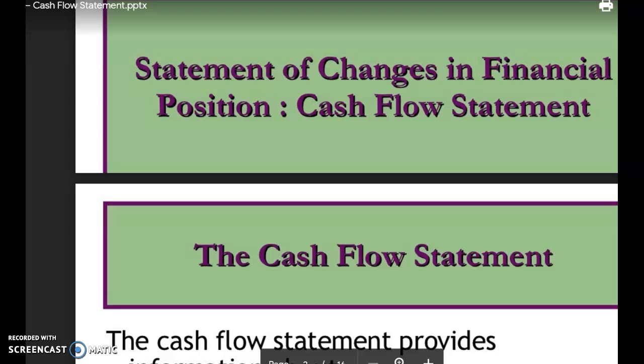Cash flow statement is a statement or a report which shows the changes in the position of cash and cash equivalents over a period of time. Once again, cash flow statement means a statement or a report which shows the changes in the position of cash and cash equivalents over a period of time.